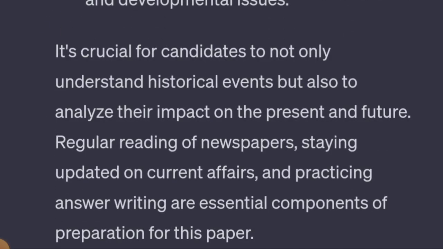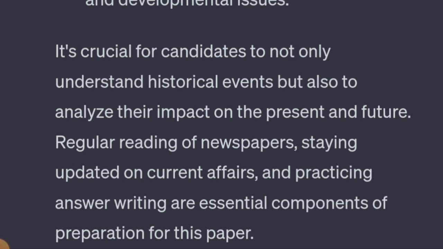It's crucial for candidates to not only understand historical events but also to analyze their impact on the present and future, because we all know that history repeats itself. If you don't learn from the mistakes of the past, we will repeat them in the future. So analyze their impact on the present and future. Regular reading of newspapers, staying updated on current affairs, as I already said, and practicing answer writing are essential components of preparation for this paper.